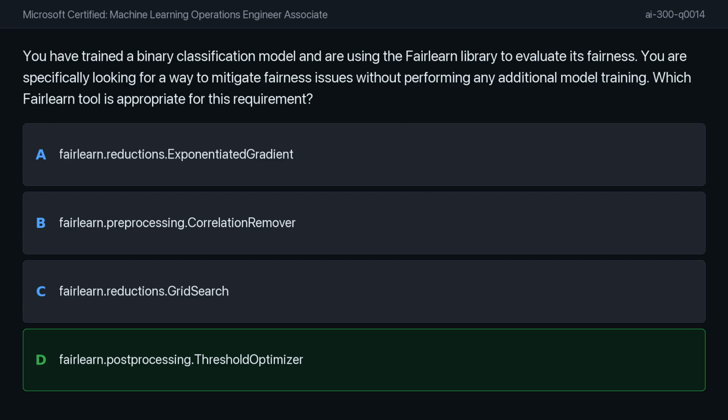The other options are incorrect because they require retraining. Exponentiated gradient and grid search are reduction-based approaches that must be applied during the training phase. Similarly, correlation remover is a pre-processing technique, so it would require you to modify your input data and then retrain your model from scratch. For your exam, remember that post-processing is the only category that keeps your base model unchanged.